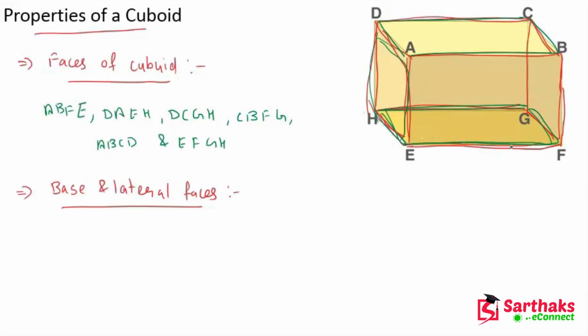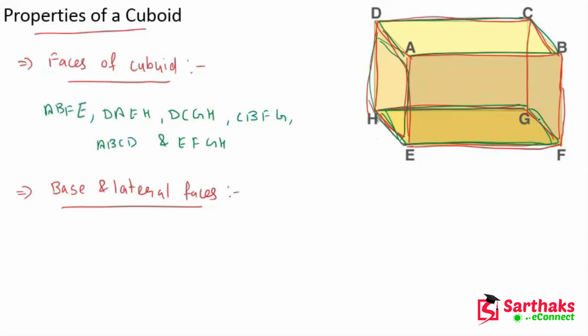And here in this figure, EFGH represents the base of the cuboid. Usually the surface on which a solid rests is known as the base of the solid. And what are lateral faces? The adjacent faces to the base, meaning the four faces which are adjacent to the base, are called lateral faces.